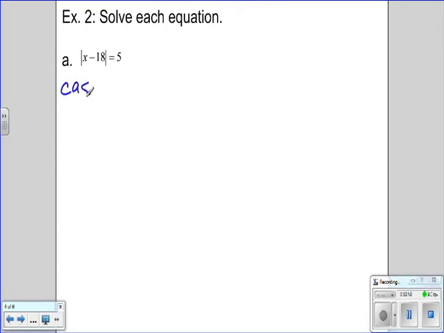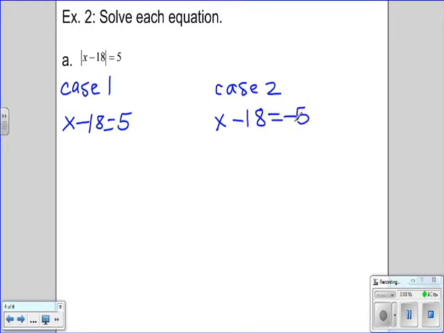Here's case 1. x minus 18 could equal 5, because when we take the absolute value of 5, we'll get 5. Case 2, x minus 18 could equal negative 5. Because x minus 18 inside those absolute value bars, if x minus 18 equals negative 5, you're also going to get positive 5 for an answer. Okay, so let's solve each case here and see what our two solutions are.